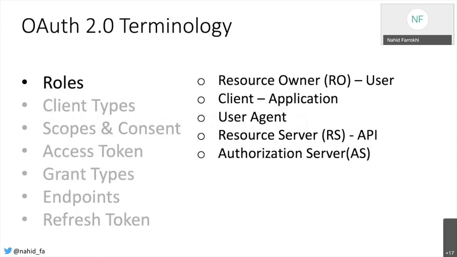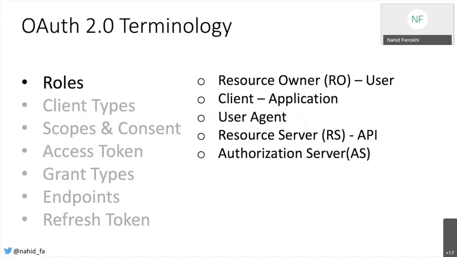To draw a better picture of OAuth, it's necessary to know its terminology first, right? I have the list of items in OAuth terminology on the screen. On the left, what you see are the main terms, and on the right are the details of each one.